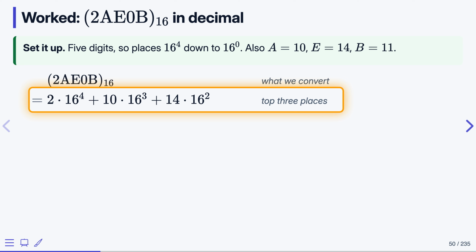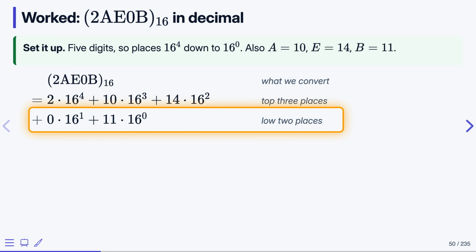Step 1. Write the top 3 places. 2 times 16 to the 4th plus 10 times 16 cubed plus 14 times 16 squared. Step 2. Then the low 2 places. 0 times 16 plus 11 times 1.